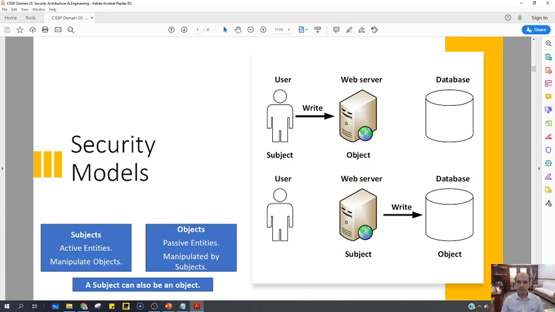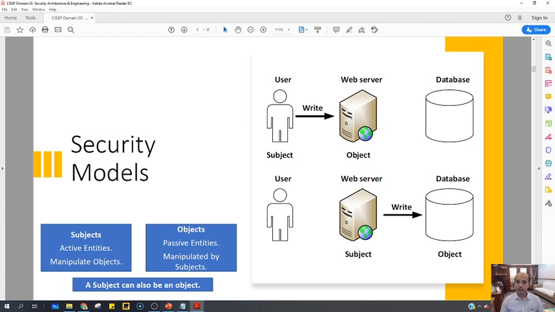And the user is writing something on that web server, filling in a form. When he submits that form, the web server will insert that data into the database server. When it is inserting this into the database server, automatically the web server becomes a subject and the database becomes an object, right?